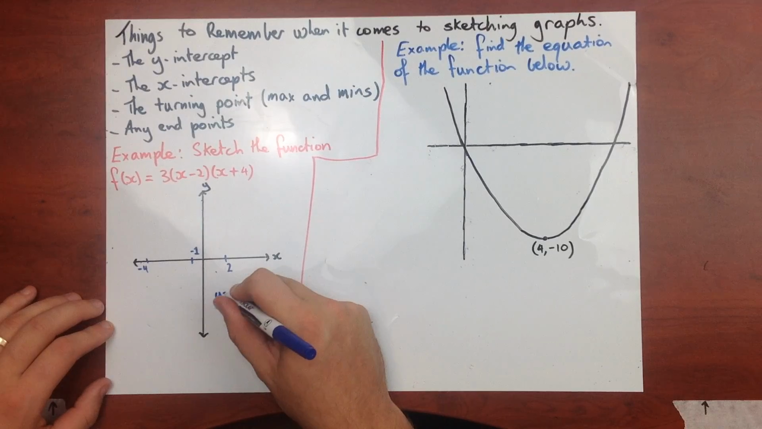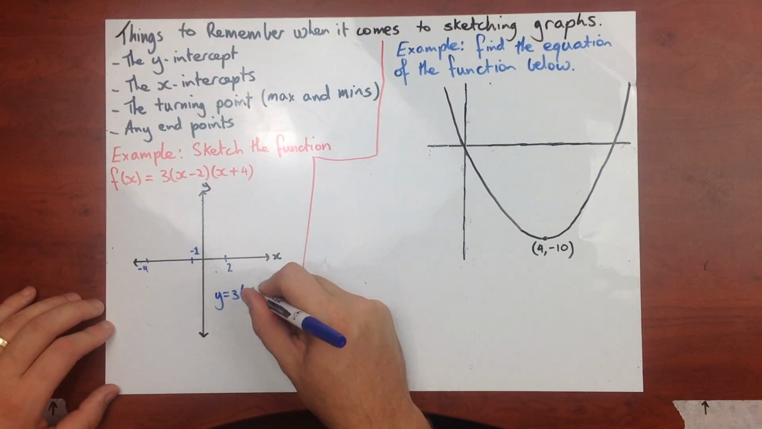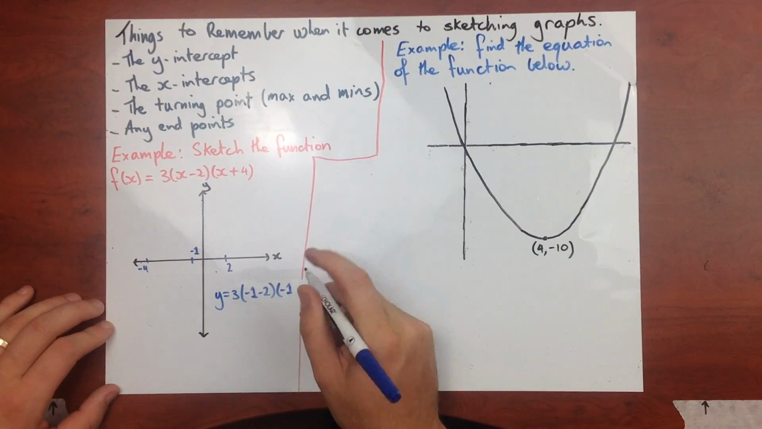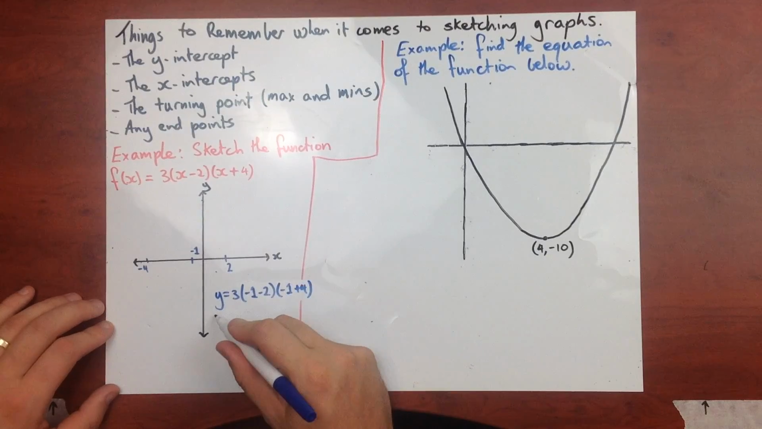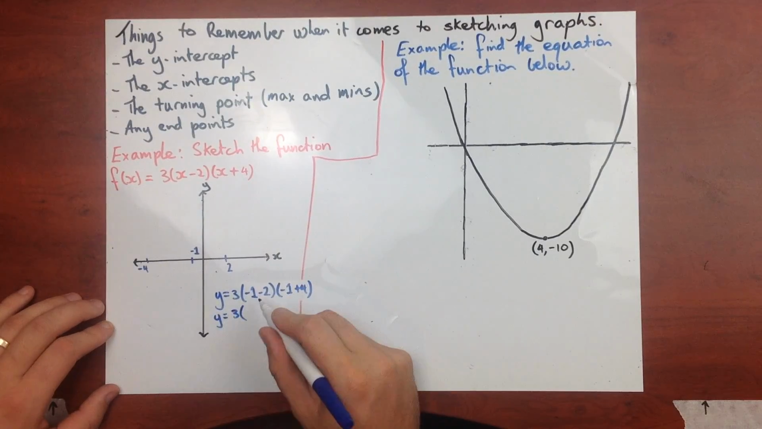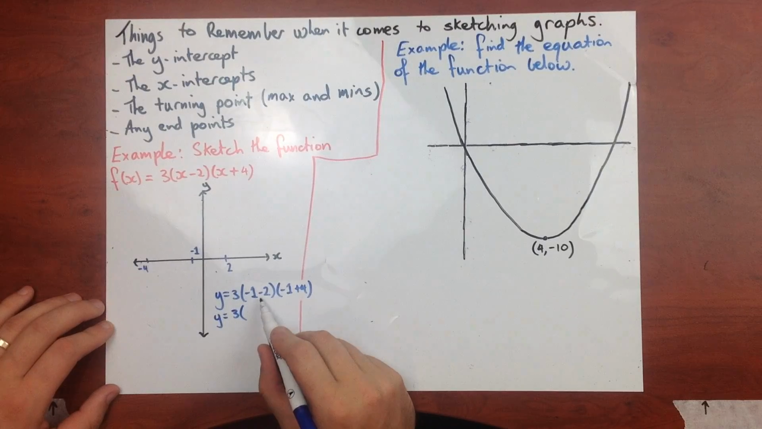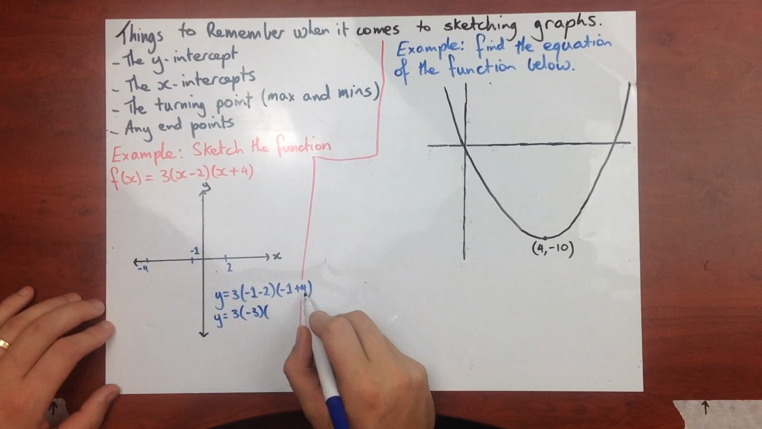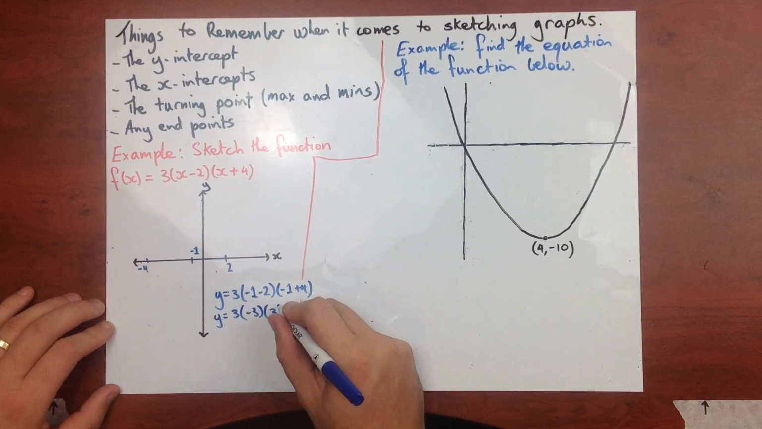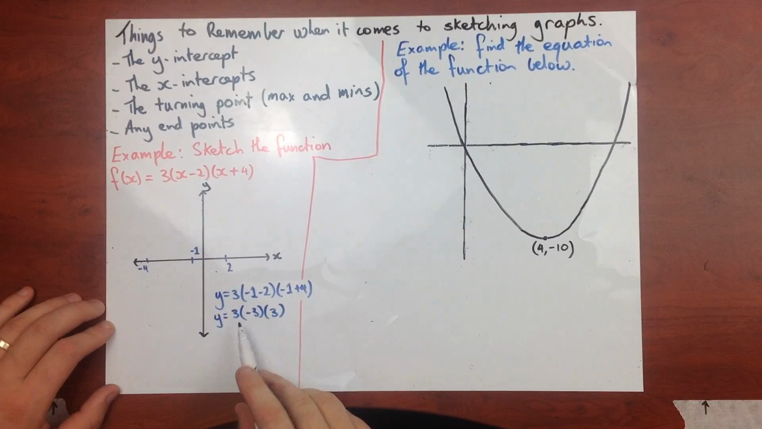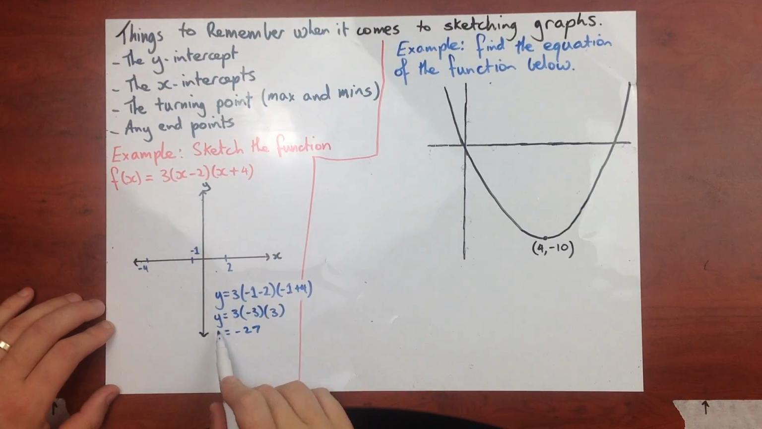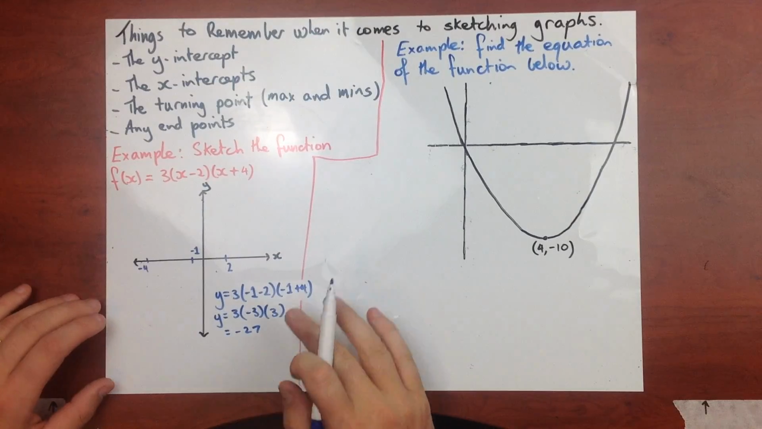So if we say y equals 3 outside of -1 take 2 and -1 plus 4, well, we have y equals 3, so we've got -1 take 2 is -3, and -1 plus 4 is +3, so the y point of our turning point is -27.